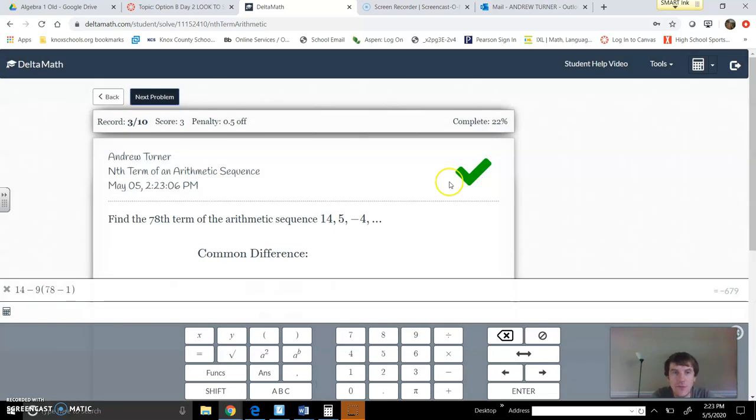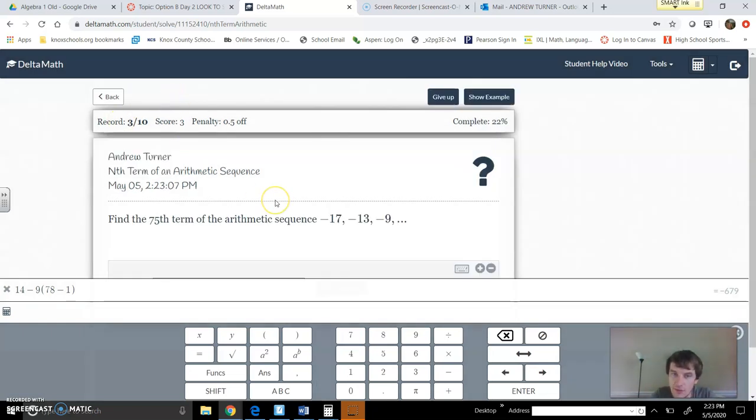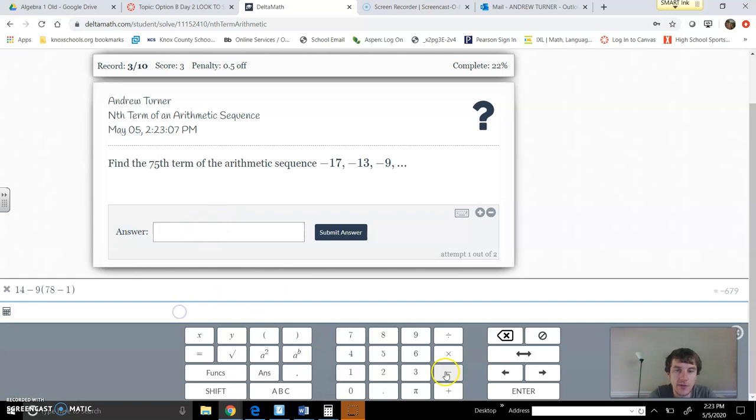So really just focus on using that formula that I'm giving you, that first number in the sequence, negative 17 for the next one.